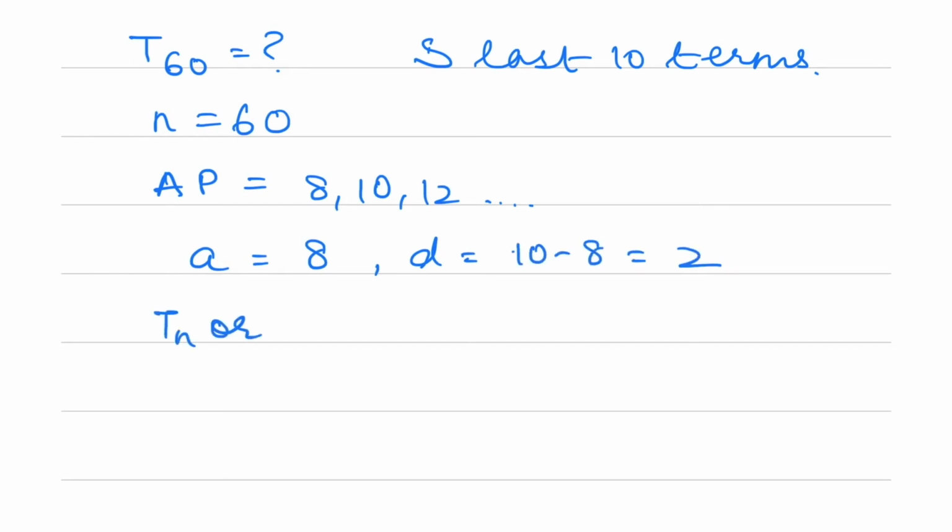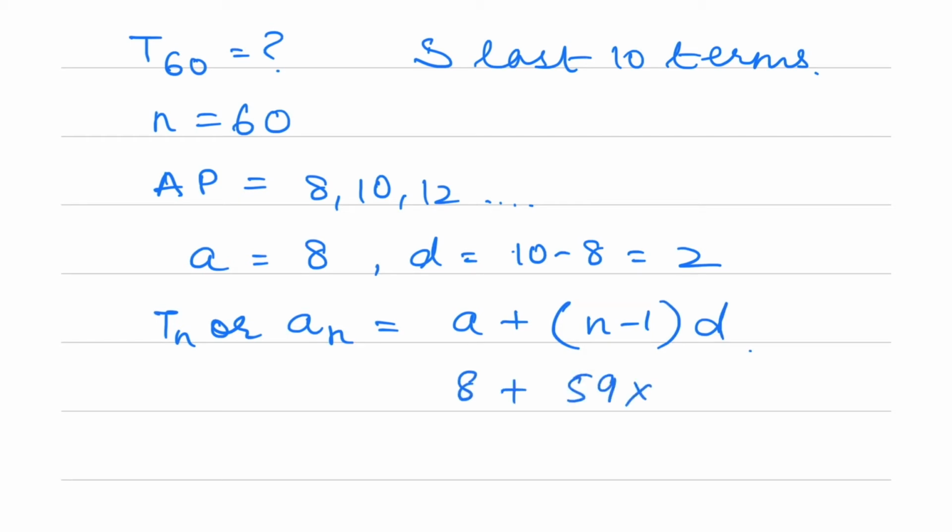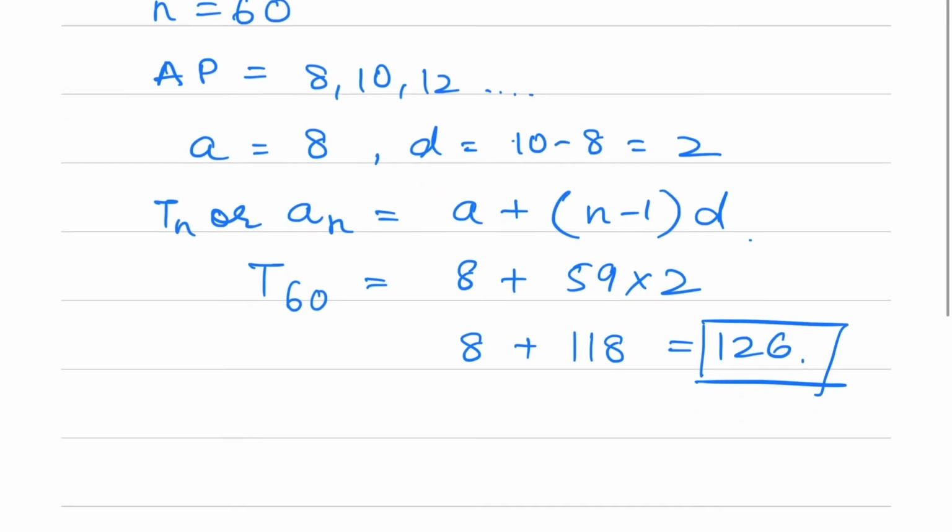Tn or An is equal to A plus n minus 1 into D. A is 8, n is 60, so 59 into D, which is 2. So 8 plus 118, and this is equal to 126. So the first answer: we know the last term, or the 60th term, is 126.